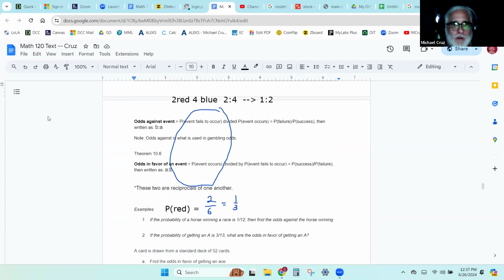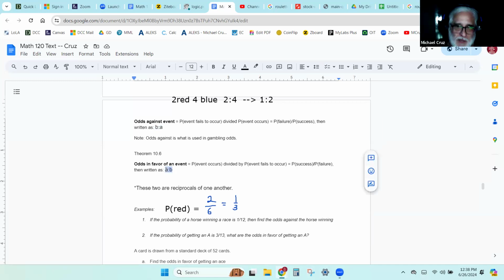So, 2 kinds of odds: odds against and odds in favor. Odds against is generally the proportion of probability of failure to probability of success. Because the denominators are the same with those two, when you simplify it, you just end up with the numerators. Odds against is B to A. Odds in favor is A to B.